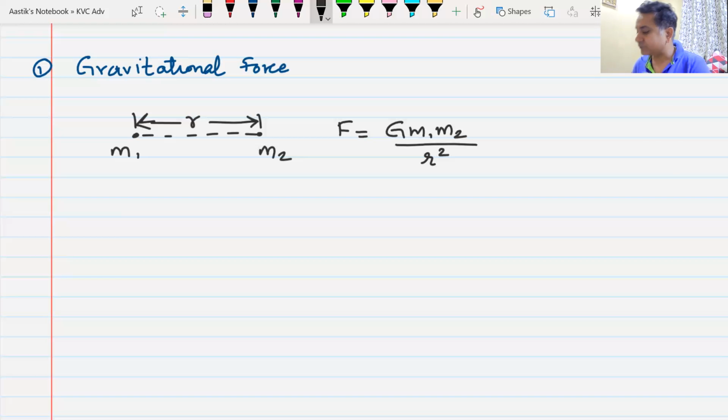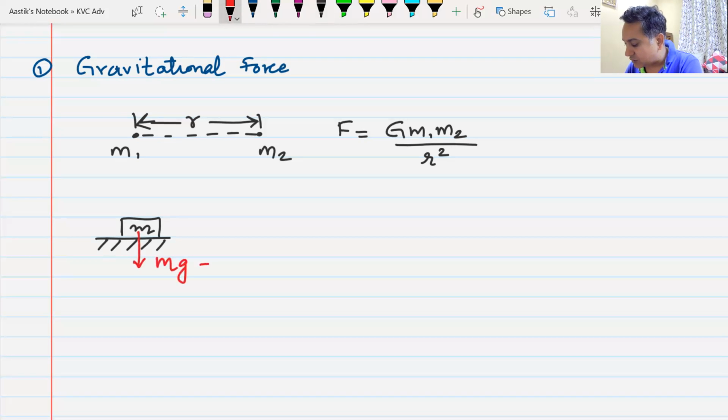Yes or no? Yes, sir. In that case, those objects will be experiencing the gravitational force. So if you have a block kept like this and the mass of the block is M, right now what force matters is the gravitational force of attraction between the block and the Earth. And we will be taking that gravitational force of attraction as M into G, which is also known as the weight of the body. Do we understand this?